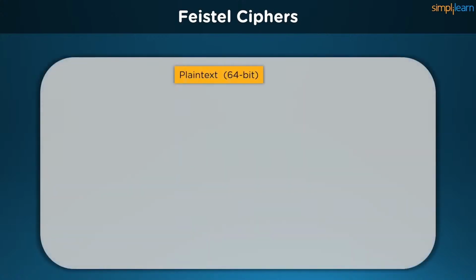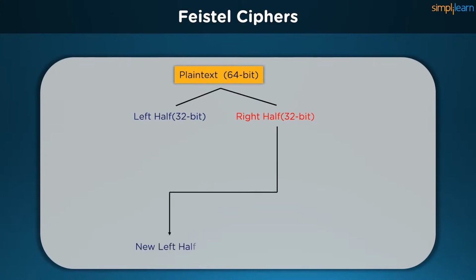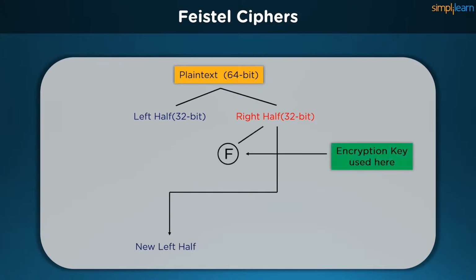To understand how the blocks are being calculated, we take a plain text which is 64-bit and that is later divided into two equal halves of 32-bit each. In this, the right half is immediately transferred to the next round to become the new left half of the second round. The right half is again passed to a function which uses an encryption key that is unique to each round in the Feistel cipher.